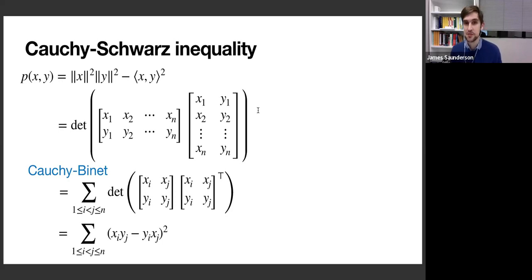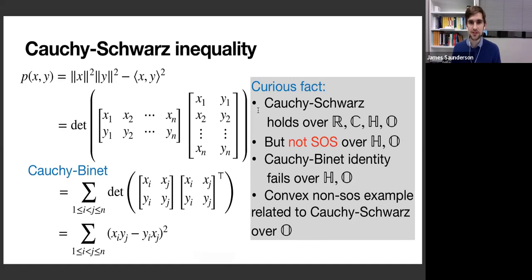So what's this got to do with the previous slide? Well, a curious fact that I only learned from thinking about this is that the Cauchy-Schwarz inequality actually holds for real vectors, and it holds for complex vectors with a Hermitian inner product.